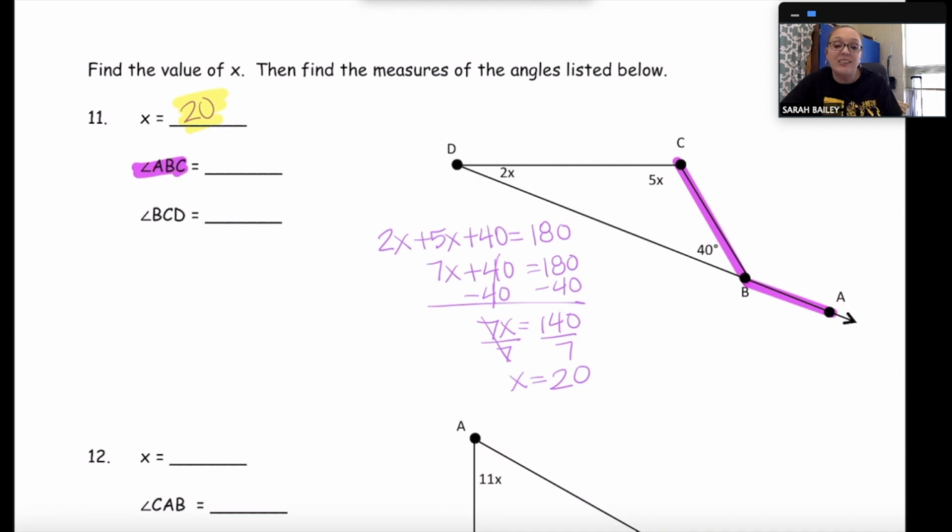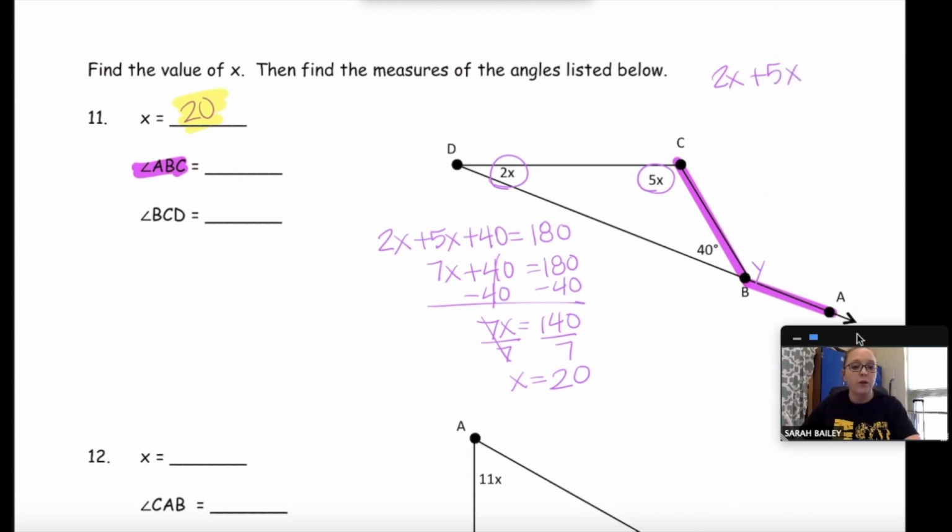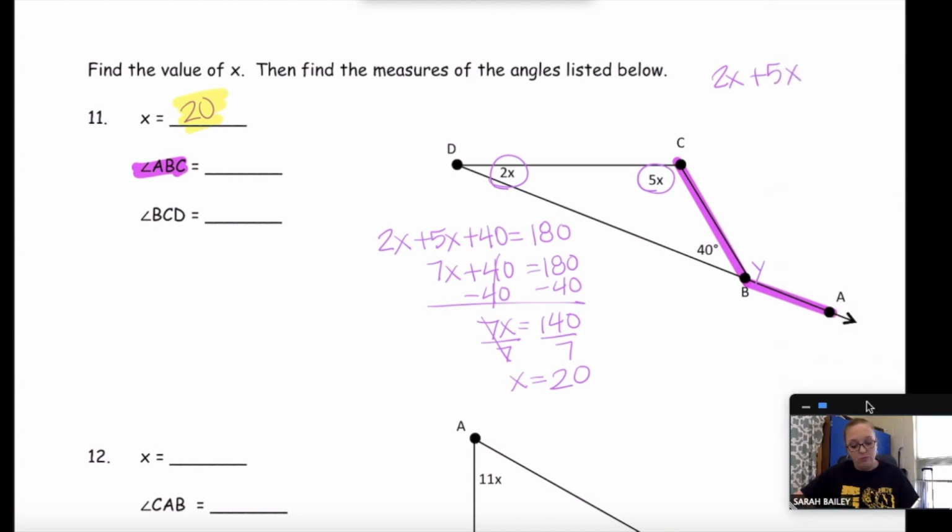And so that is an exterior angle of the triangle. This angle measurement, we'll call it y, is going to be equal to the sum of the two remote interior angles, which are the 2x and the 5x. So that's going to be equal to 2x plus 5x, whatever 2x plus 5x is. Well, we know that 2x plus 5x is 7x, and we know now that x is 20, so 7 times 20, which is 140. So that angle would be 140 degrees.